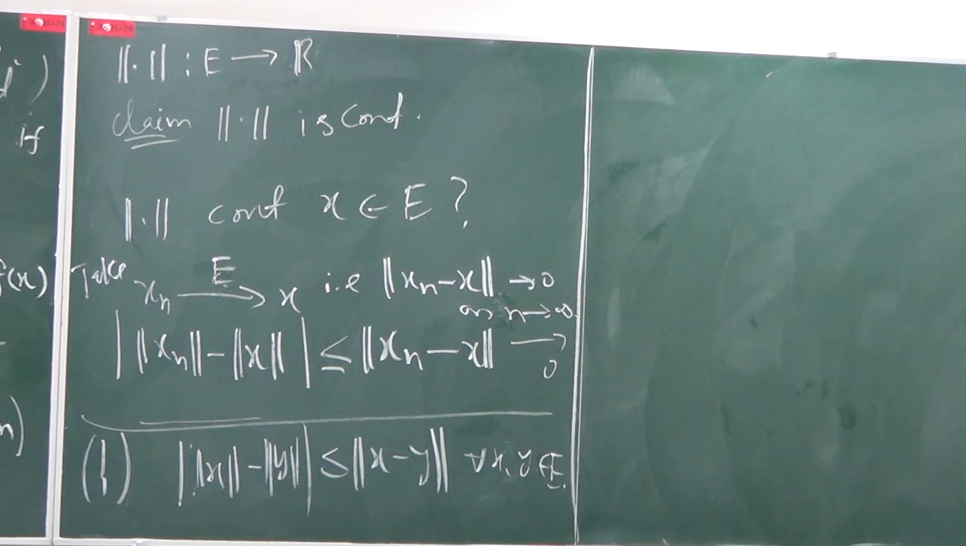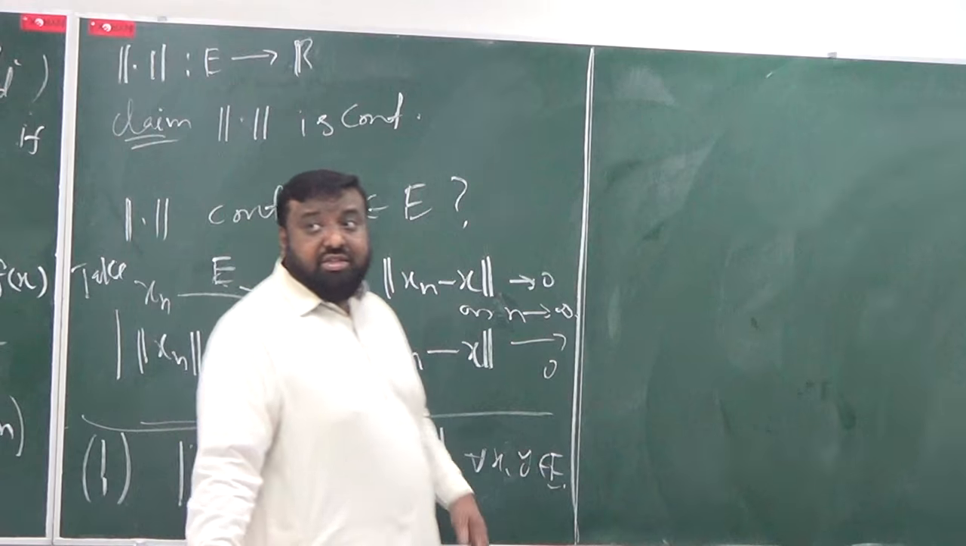And if it is a continuous function, would that mean something interesting? If you translate this in terms of the norm, it says that the limit as n goes to infinity of the norm of x_n is equal to the norm of the limit as n goes to infinity of x_n. The norm and limits are interchangeable.